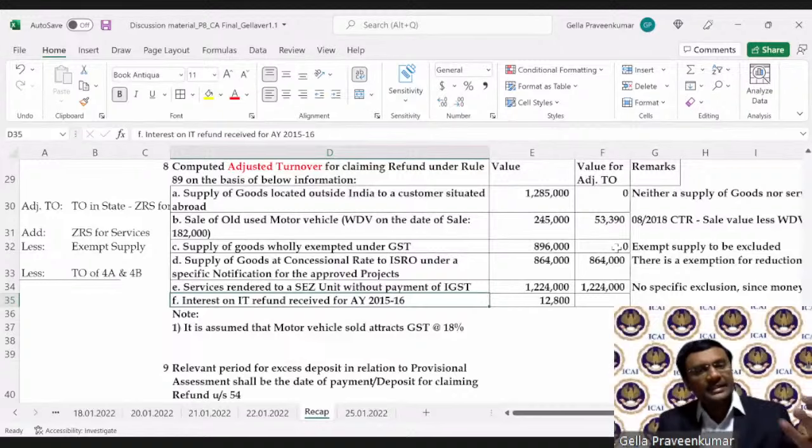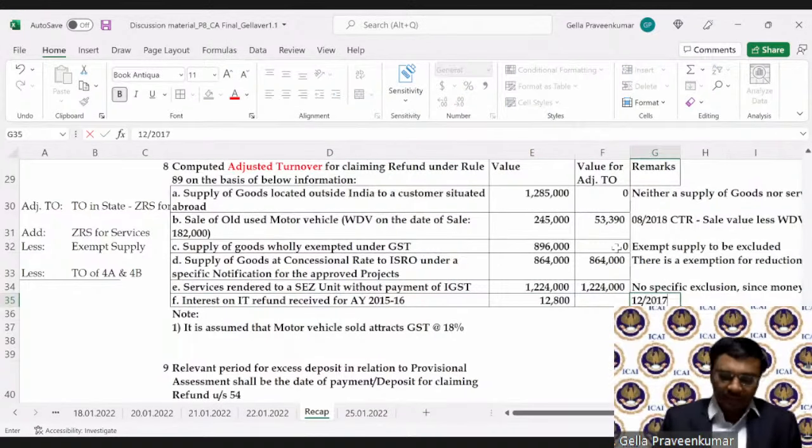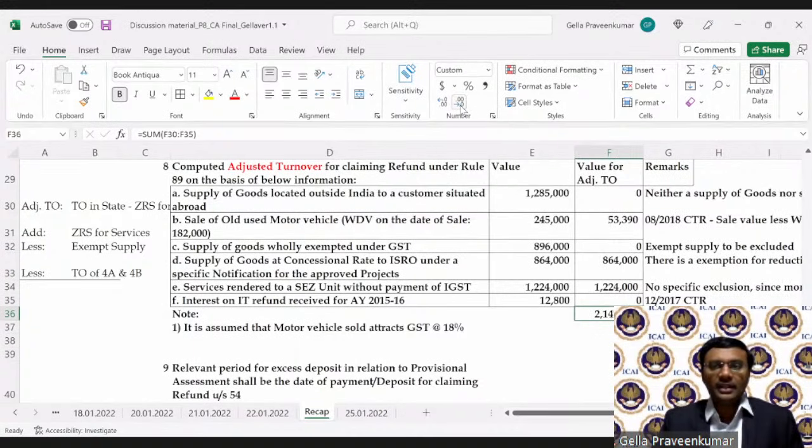Interest on IT refund. Now, any money which is referred to as interest is exempted under notification 12 of 2017 central tax rate. Since it is exempted, my value will be 0. So considering all these explanations, my value for the purpose of adjusted turnover shall be 21,40,390 rupees. This is the value in consideration. Let me see if there are any questions so far.